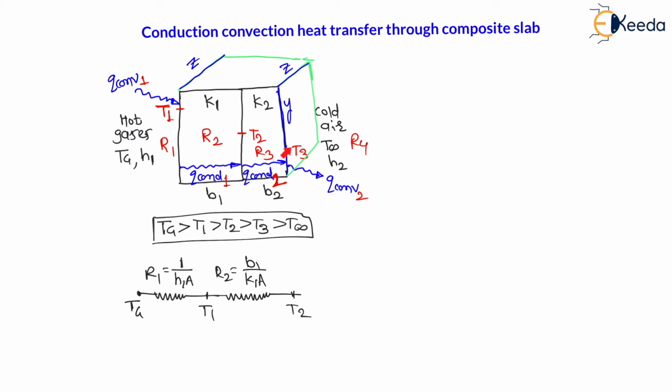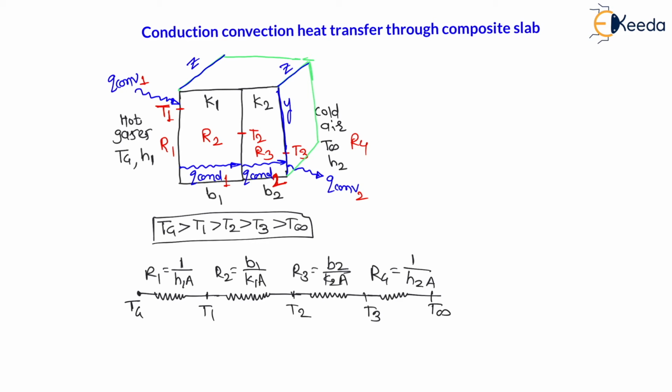Then between T2 and T3, there is a conduction resistance of second slab, which is R3. Therefore, here between T2 and T3, there is a conduction resistance R3, which is nothing but B2 divided by K2A, right? And my dear students, between T3 and T infinity, there is a convection resistance of this outside here, which is having convective heat transfer coefficient H2. Therefore, between T3 and T infinity, there is R4, which is nothing but 1 upon H2A, right?